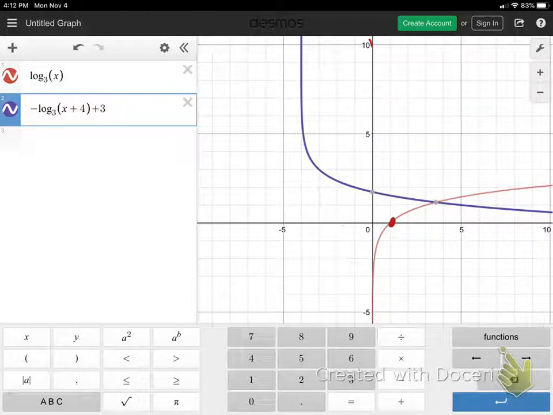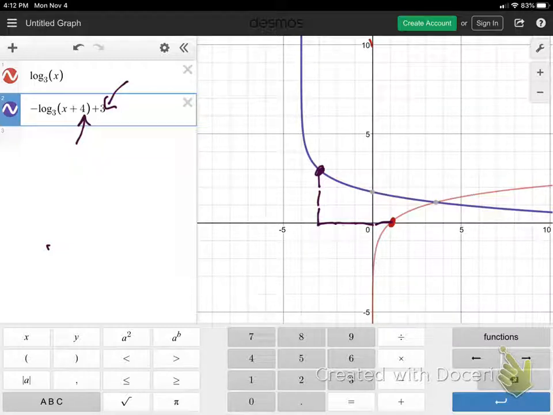Now, I want to go to the left 4. So I'm going to the left 4. So it's the opposite of the value. So to move to the left 4, I have to say plus. So I have 1, 2, 3. Whoops, is that 4 or 3? One more. 1, 2, 3, 4. There we go. Then I'm going up 3. 1, 2, 3. Okay, there's my point to watch.